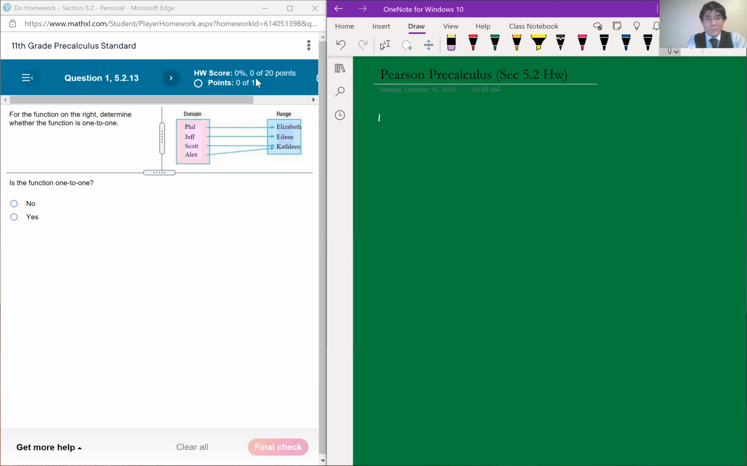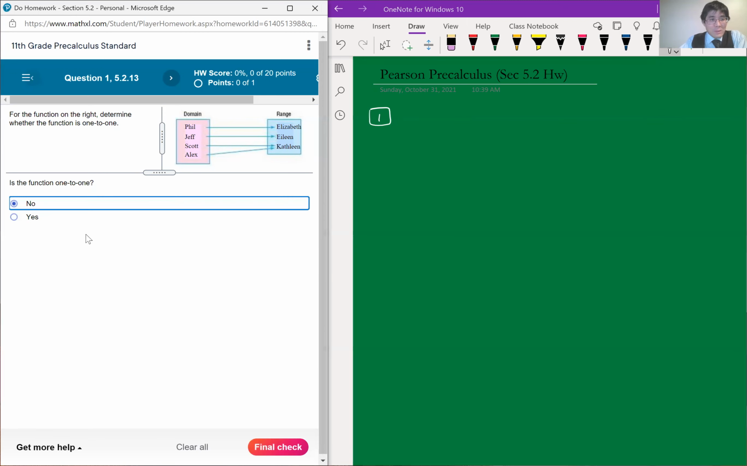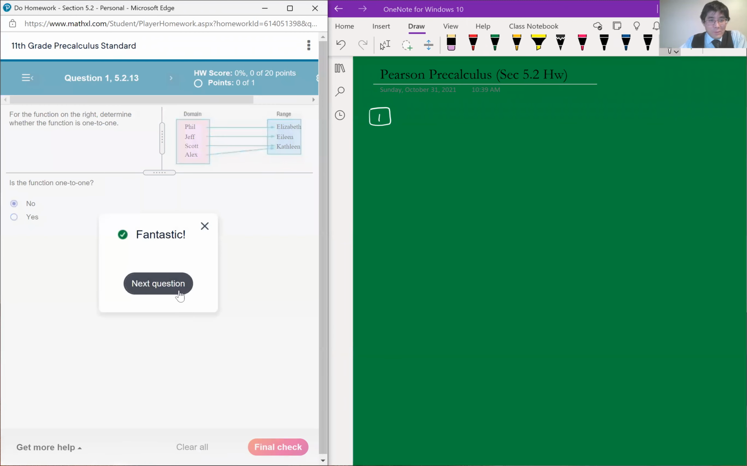Okay, first problem: for the function on the right, determine whether the function is one-to-one. This function is not one-to-one because in the range, Catherine is corresponding to two different outputs in the domain, Scott and Alex. So the answer is no, this is not a one-to-one function.